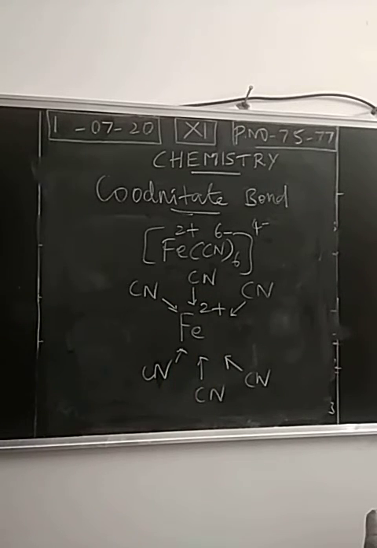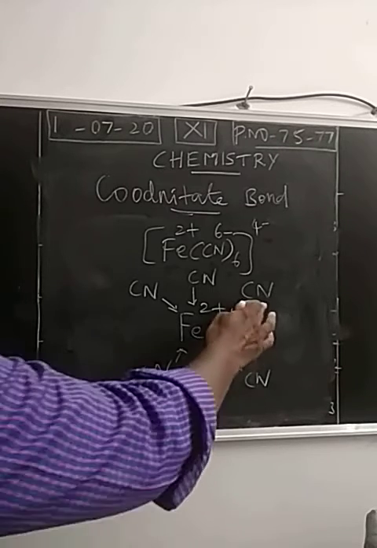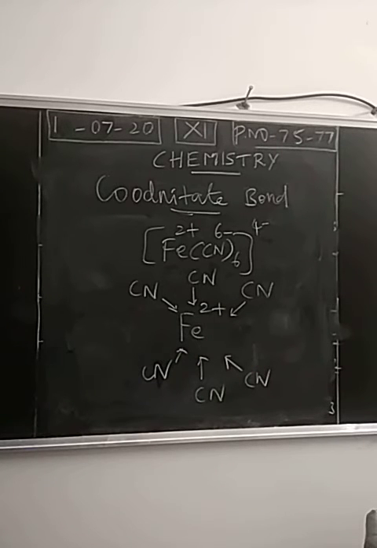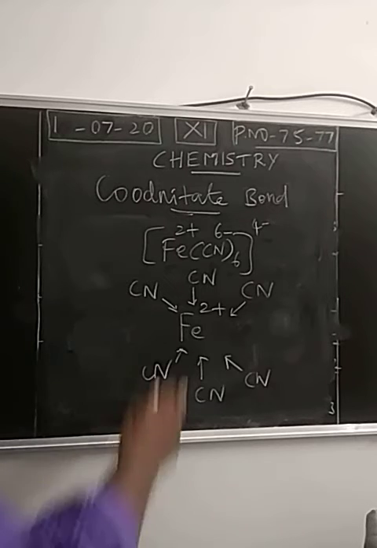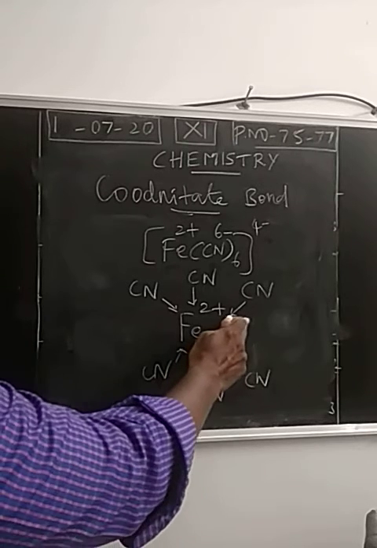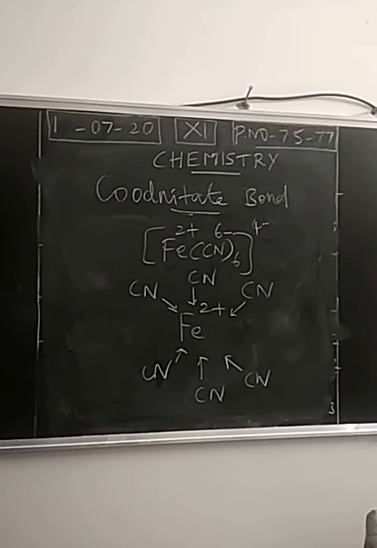So each cyanide ion will donate a pair of electrons, because on nitrogen as well as carbon a lone pair of electrons will be there, right? So each cyanide ion donates a pair of electrons to the central atom. So this is what type of bond? Coordinate covalent bond. So that is why we have used the arrow mark.